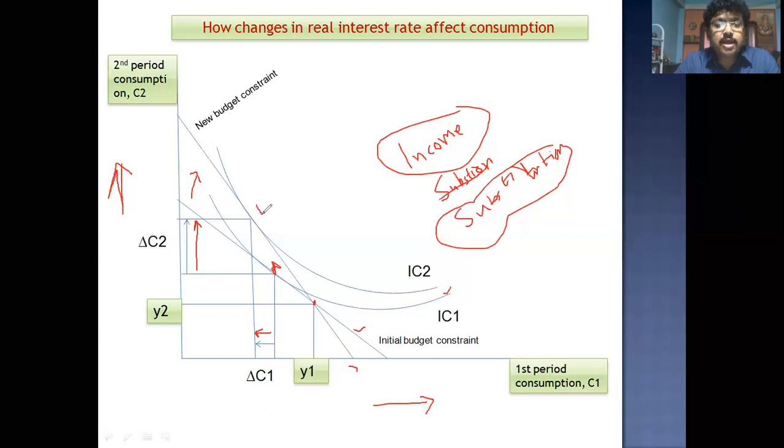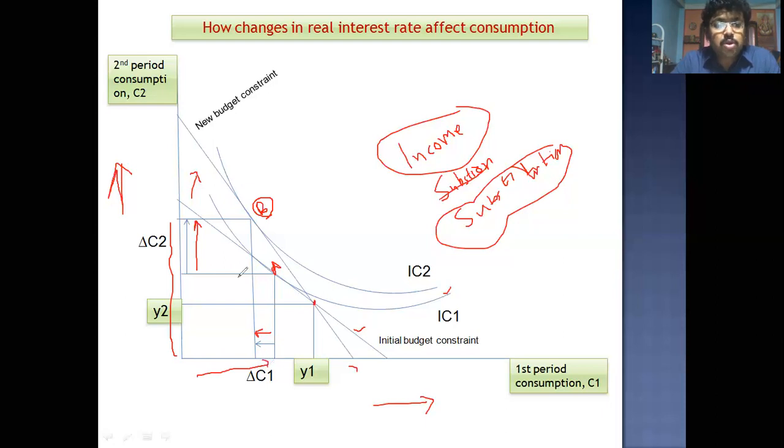So this is another point B. This is the new budget constraint. This is the new indifference curve. So another equilibrium point, this is point B. At this point, the consumer will consume this much amount of second period consumption and this much amount of first period consumption.